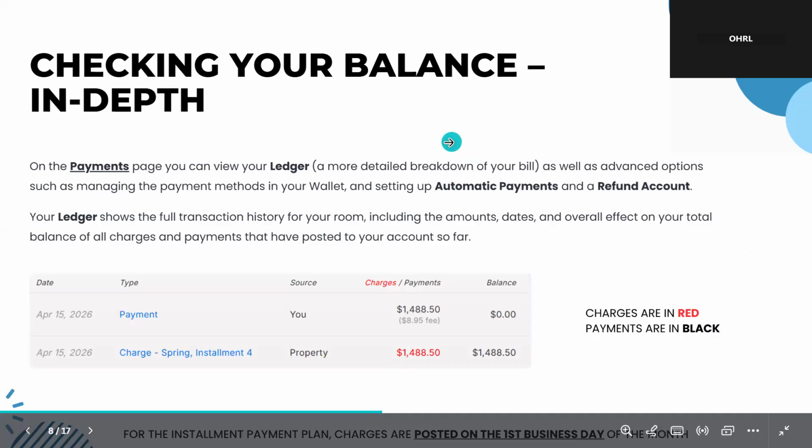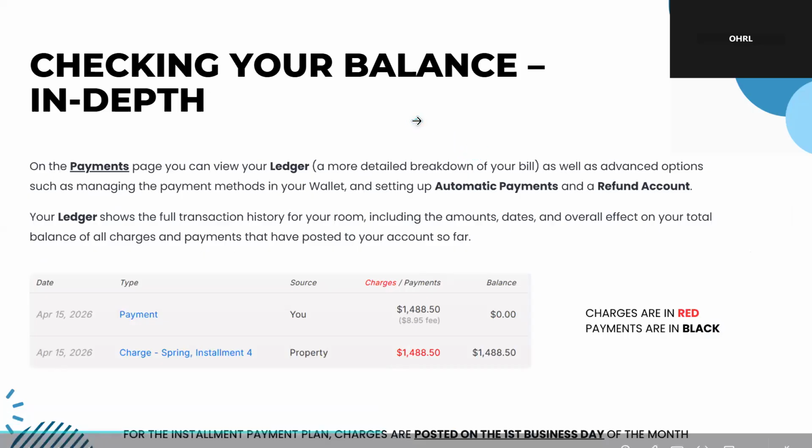Now, a little more in depth, you can go to your ledger. That's going to be a more detailed breakdown of your bill, a record of the full transaction history for your room.